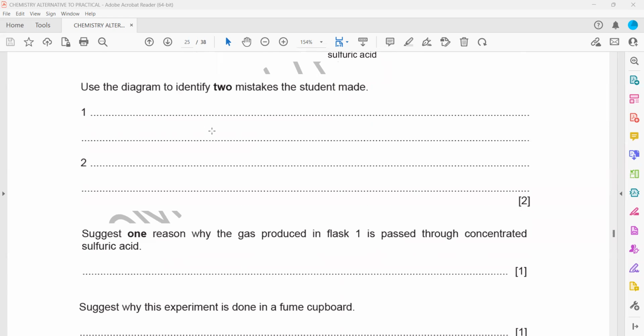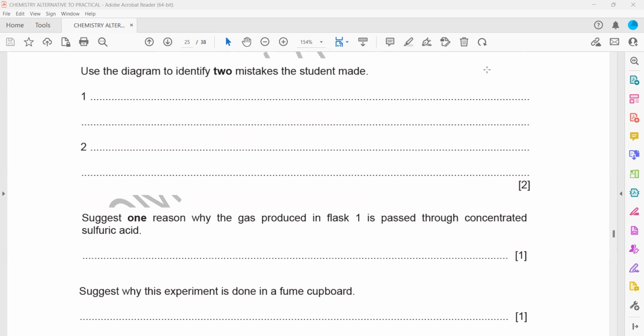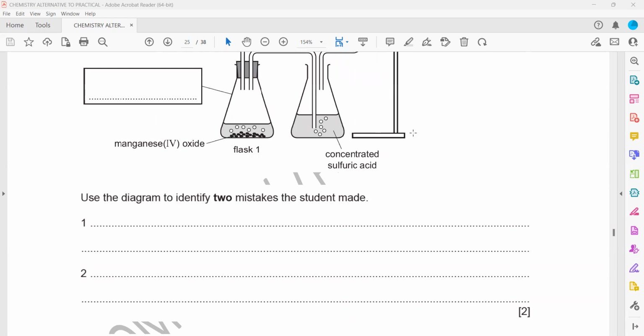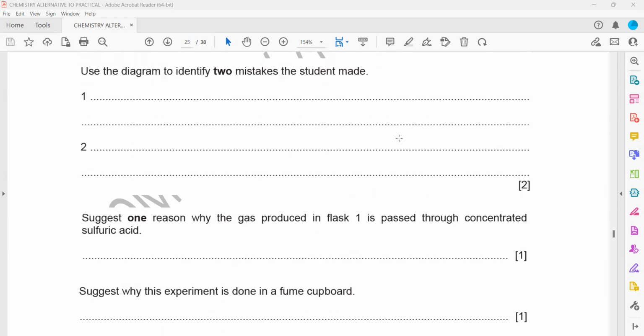Then suggest one reason why the gas produced in a flask is passed through concentrated sulfuric acid. Concentrated sulfuric acid is a drying agent. It is used to remove the moisture from the gas, so it is used as a drying agent to remove the water.